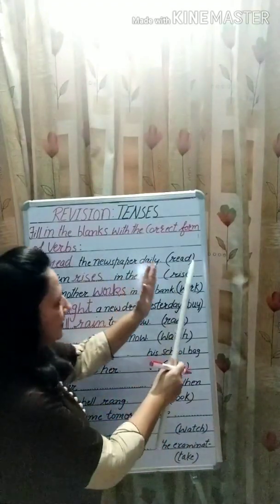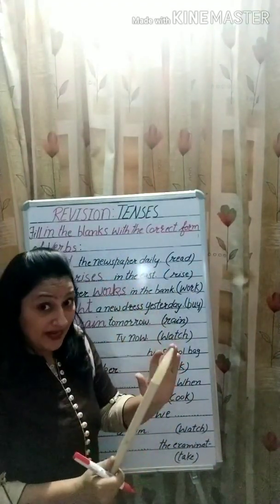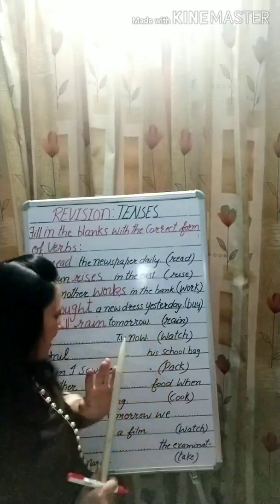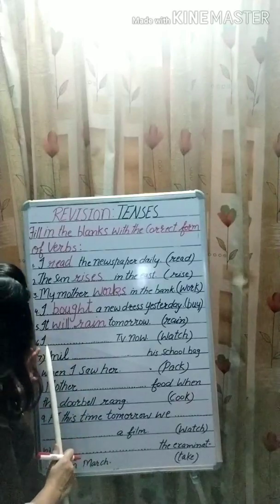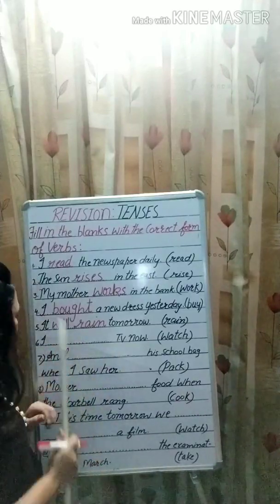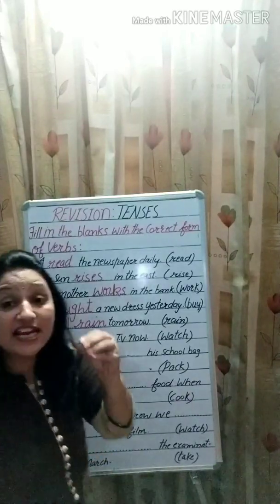So far we have done simple present tense, simple past tense and simple future tense. Now look at sentence number 6. "I dash TV now."